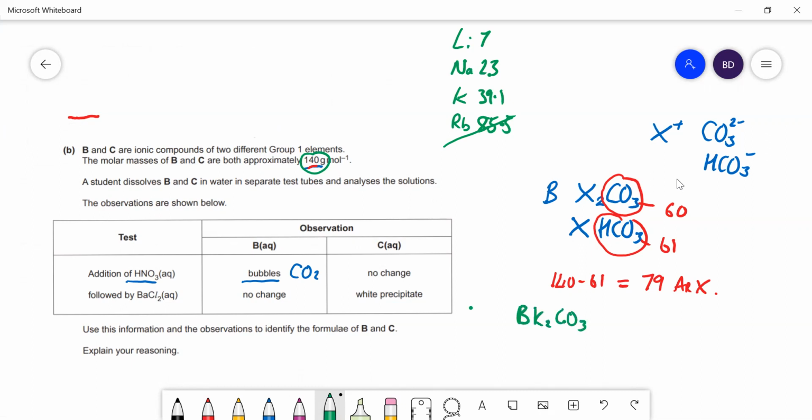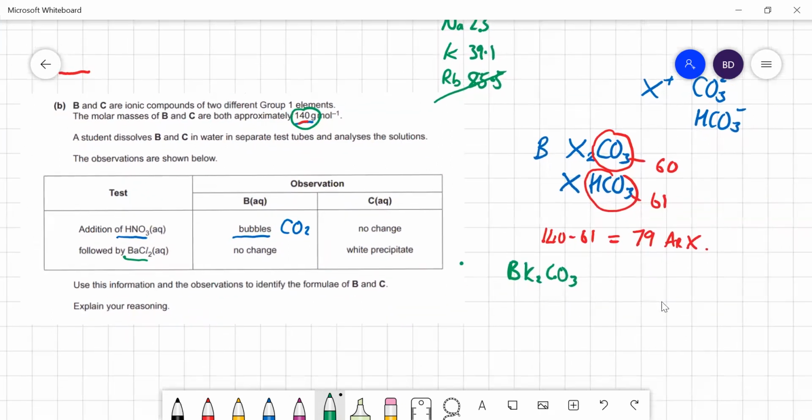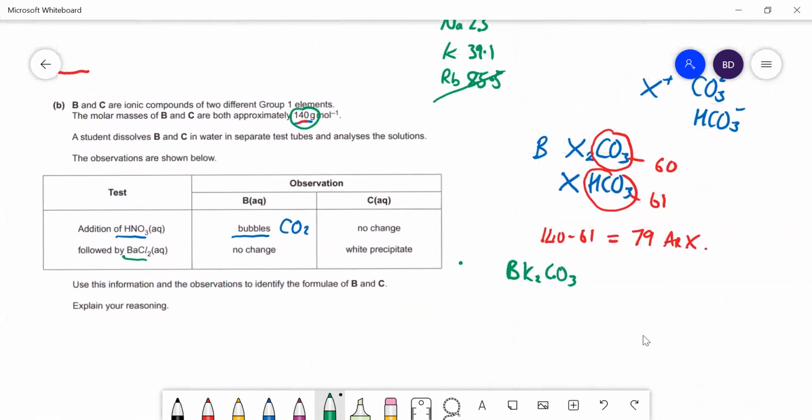So this question is testing, do you know how to test for a carbonate? Also, do you know what the formula of a group 1 carbonate is going to be? Now this one with barium chloride, we should know that if you get a white precipitate after you've acidified it, then C must contain the sulfate group.